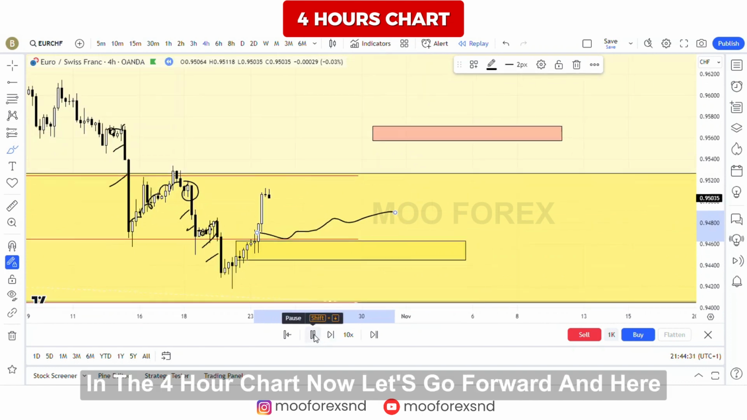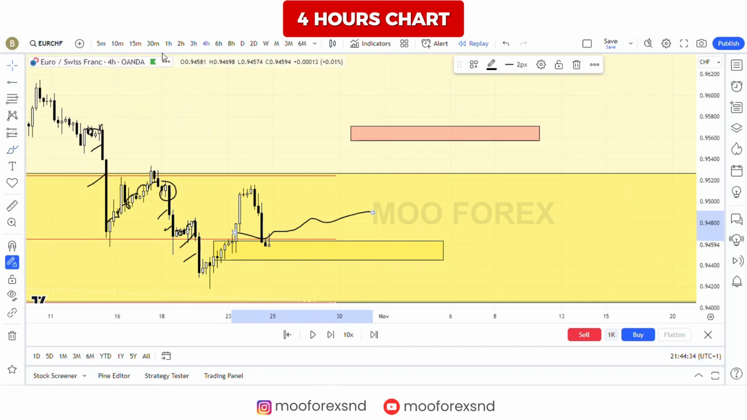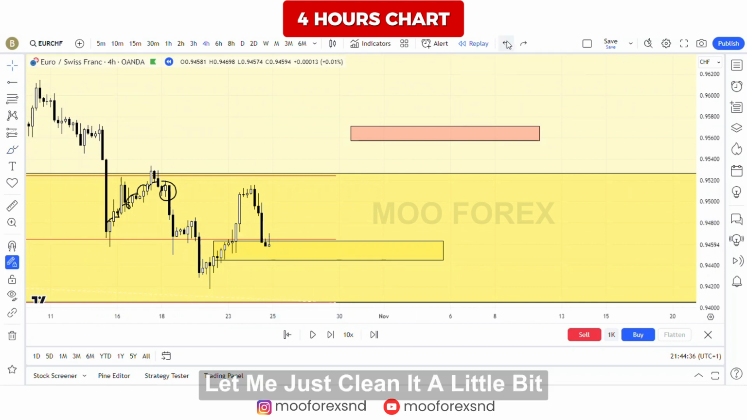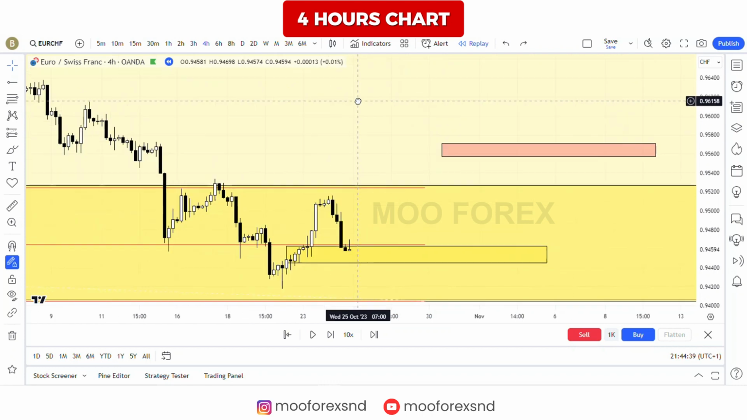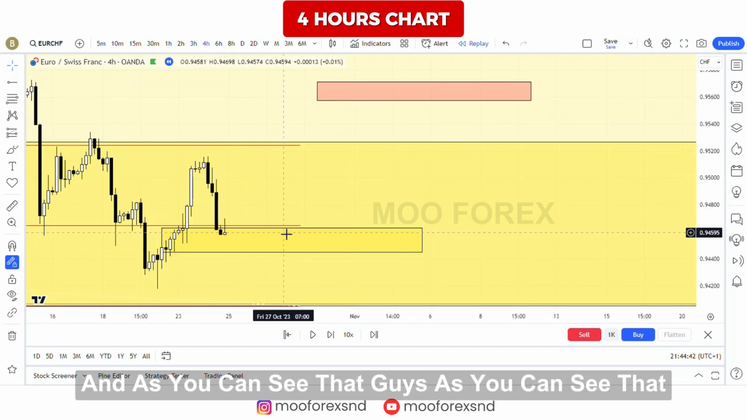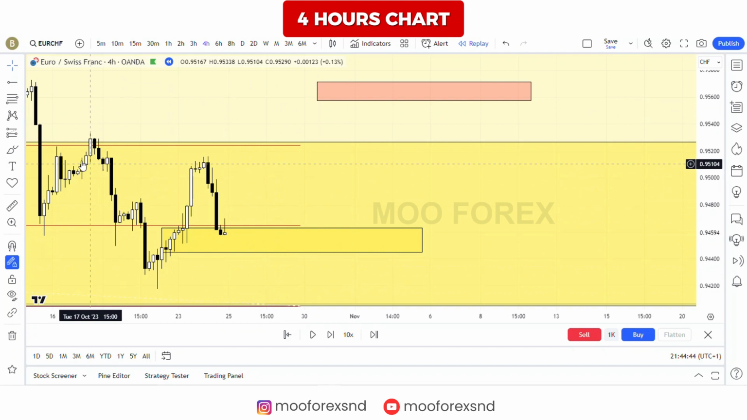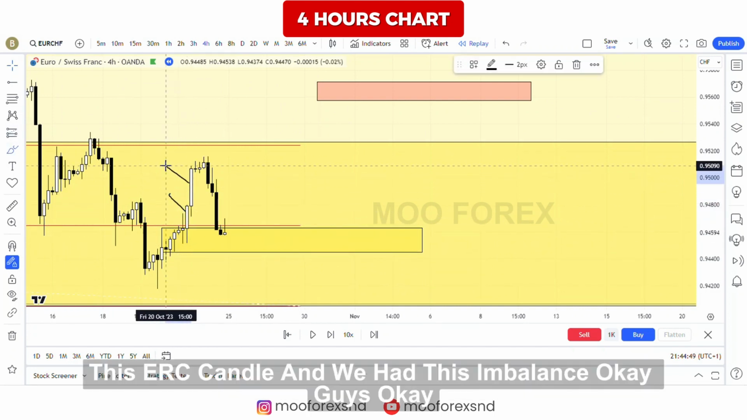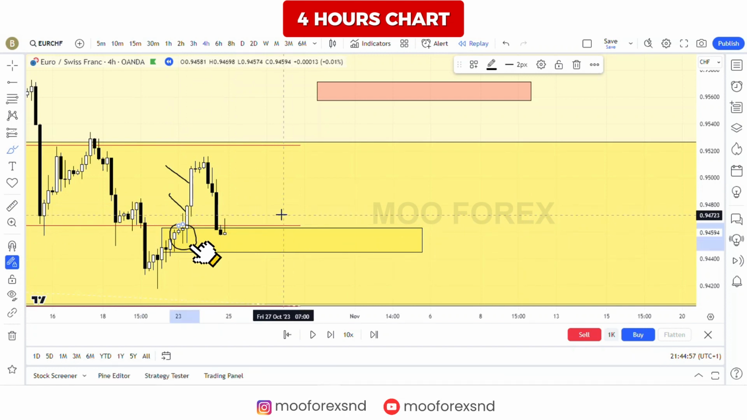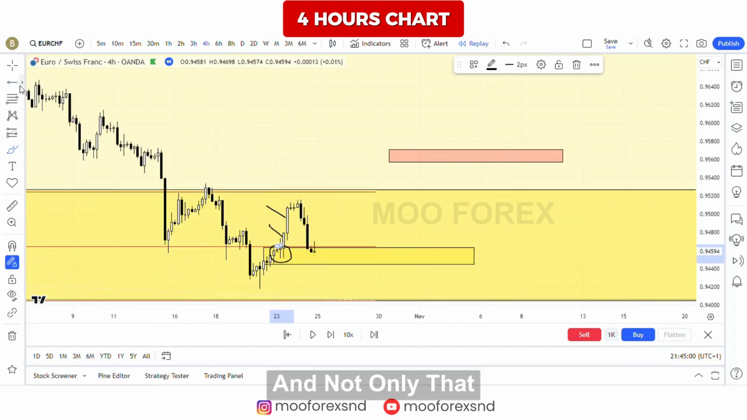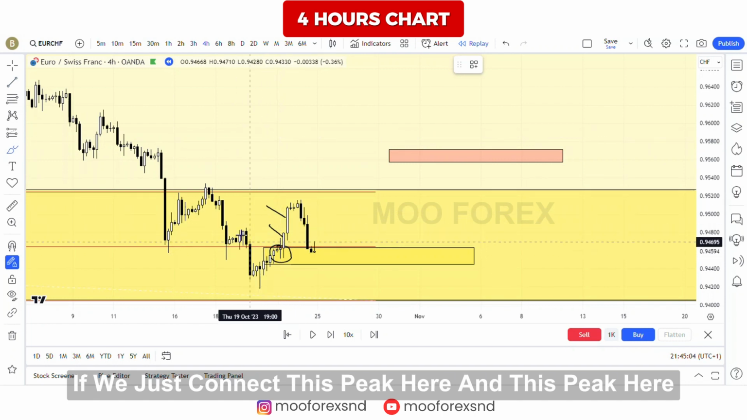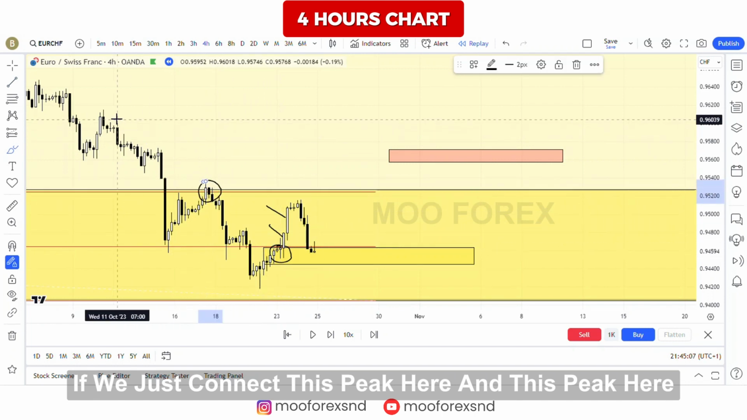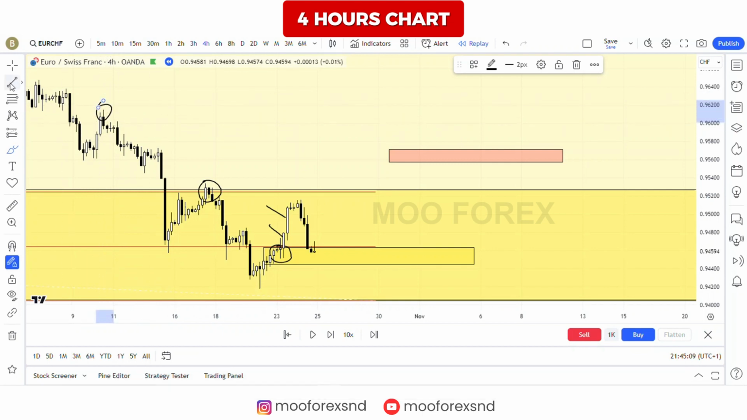Now let's go forward, and let me clean it up a little bit. As you can see, guys, in this 4 hour chart we had this ERC candle, and we had this imbalance. And not only that, if we connect this peak here and this peak here, what will happen?